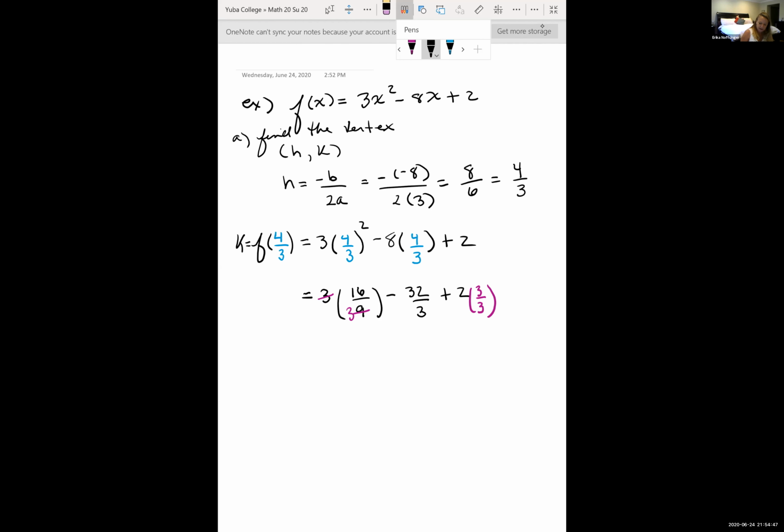So let's multiply 2 by 3 over 3 to get that common denominator, and then go through and add them. So we have 16/3 minus 32/3 plus 2 times 3, 6/3. Well, 16 minus 32 is negative 16. Negative 16 plus 6 is negative 10, all over 3. So this is the k value of our vertex. So our vertex is at h, which is 4/3, k, which is negative 10/3.